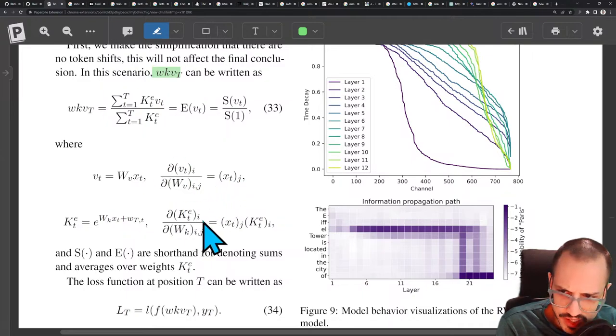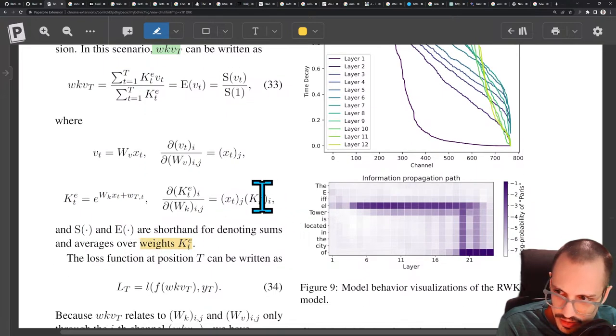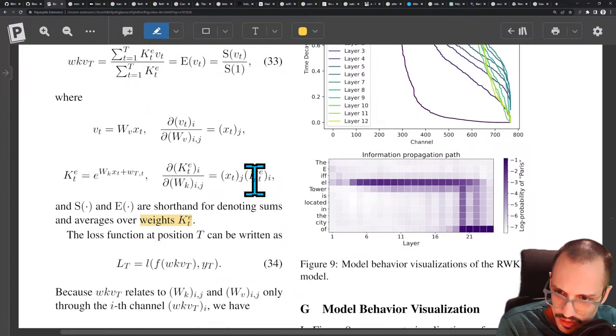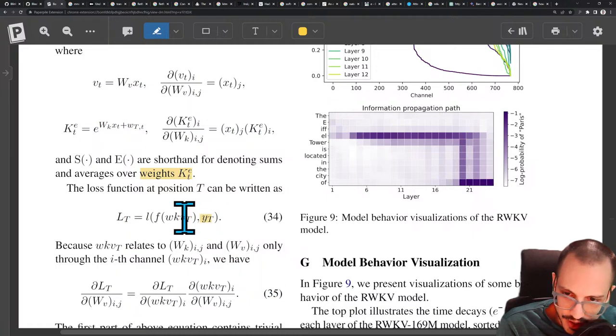Have some partial derivatives here. These are the different keys. So this is the key matrix, and then you have different columns of that key matrix. The loss function is your target at time step t, the token that you want at time step t, and then whatever token you predict with this WKV.